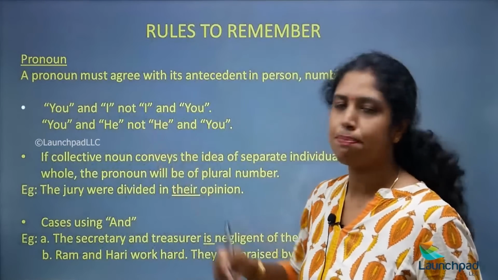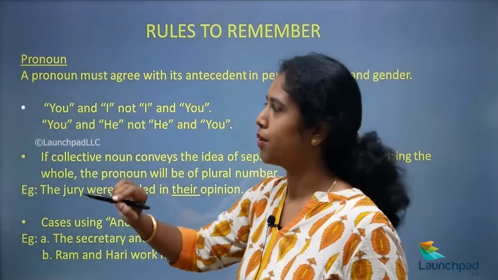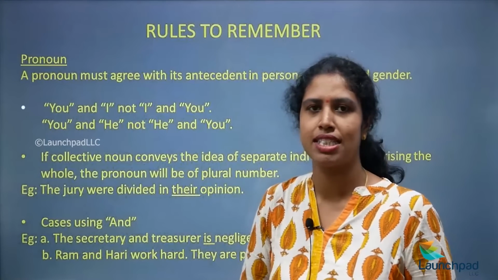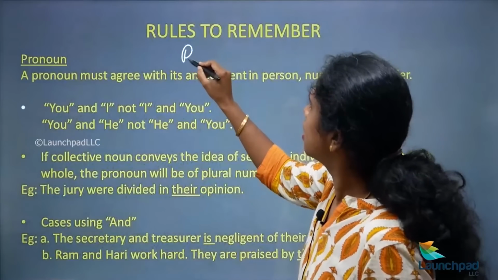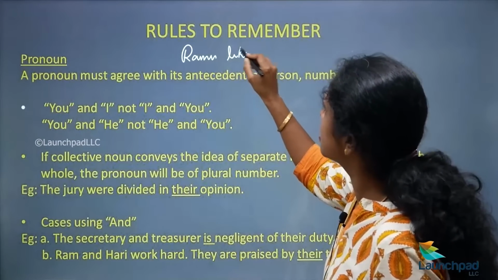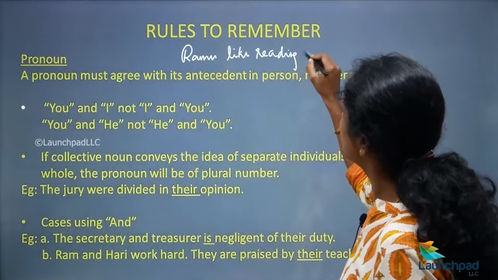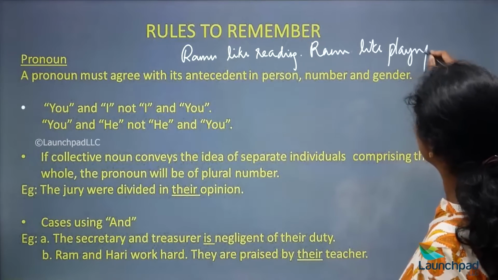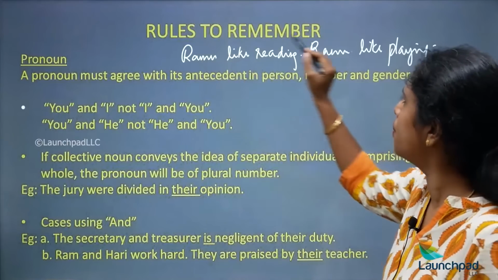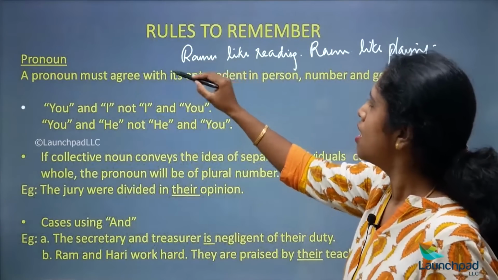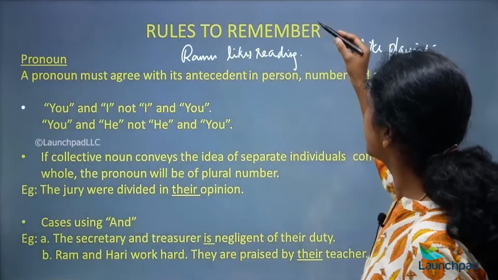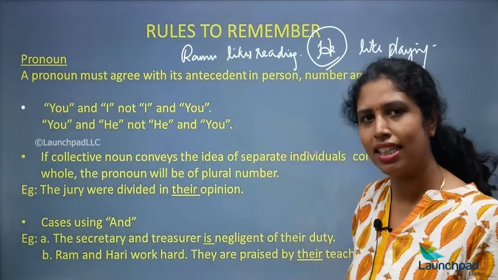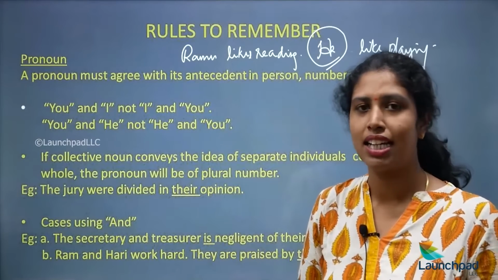Now, the next part of speech that we are going to see is pronoun, okay? So what is a pronoun, okay? A pronoun is something that can replace a noun. Yes, for example, you say, Ramu likes reading. Ramu likes playing. So instead of repeating the noun Ramu in each and every sentence, what we do is Ramu likes reading. He likes playing. So he becomes a pronoun. Okay. So anything that is able to replace your noun, that is called a pronoun.